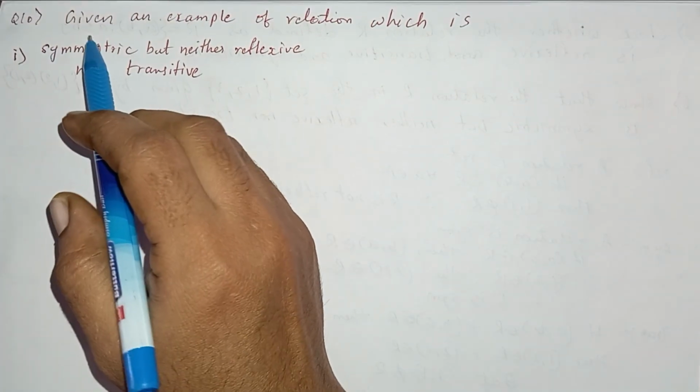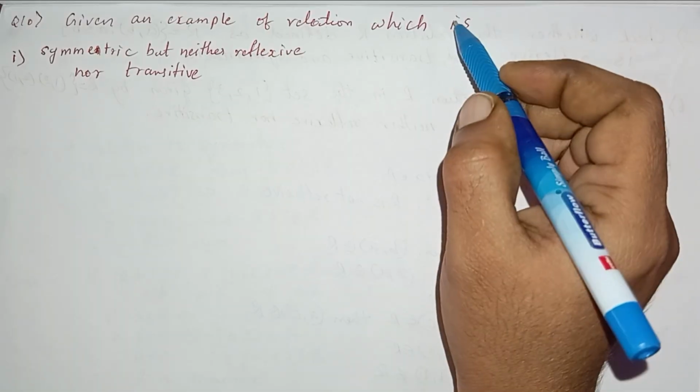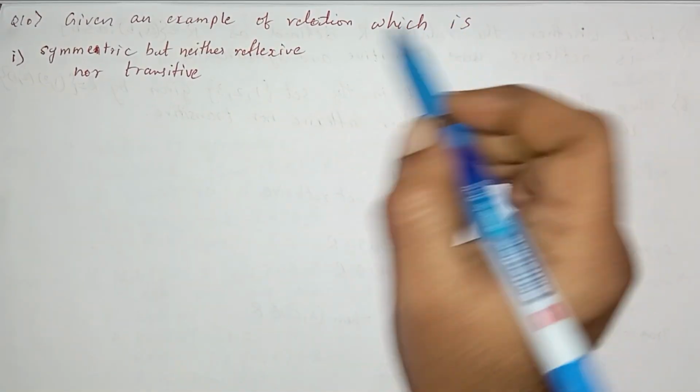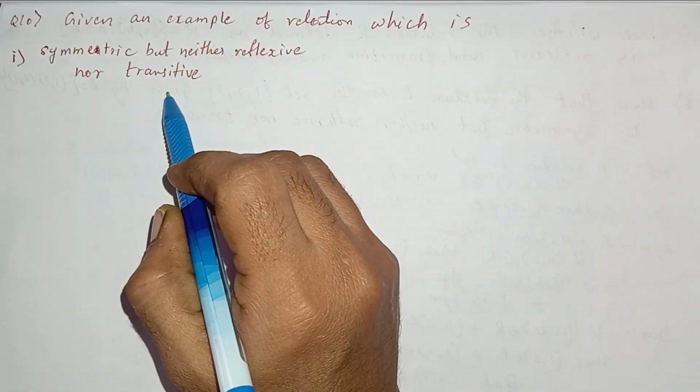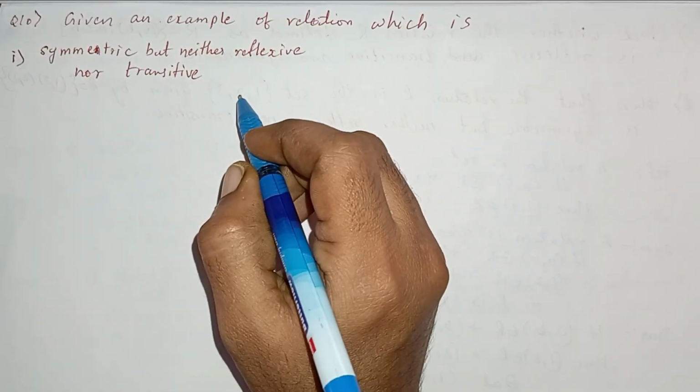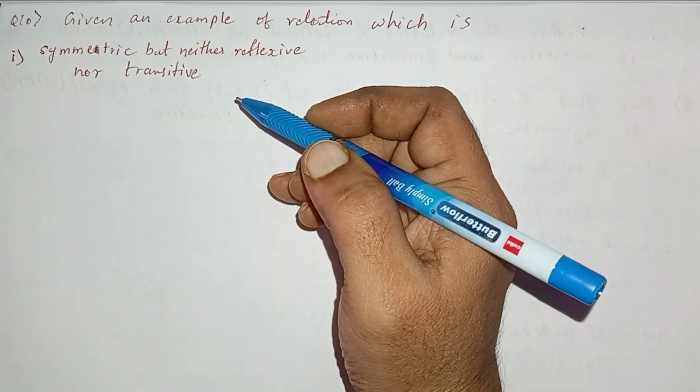So question number 10. They are asking us to give an example for a relation which is symmetric but neither reflexive nor transitive. So we have to give a relation which is symmetric but neither reflexive nor transitive.